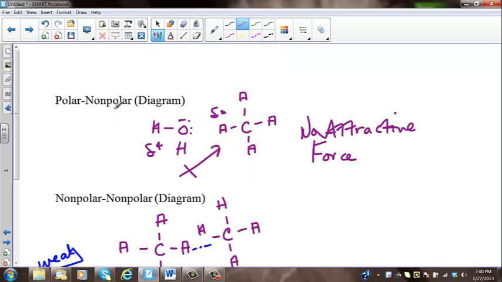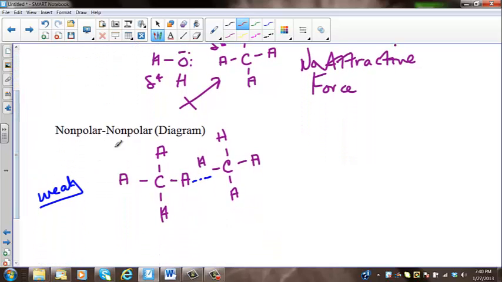Nonpolar and polar. Here again is my polar water, and a nonpolar molecule. There's no attractive force here. The oxygen is negative, but there's no charge on the methane because it is symmetrical and there's an equal distribution of charge. Nonpolar, remember, relies on London dispersion forces, and electrons are constantly moving, and therefore there is a temporary induced dipole and a very, very weak force between the molecules.